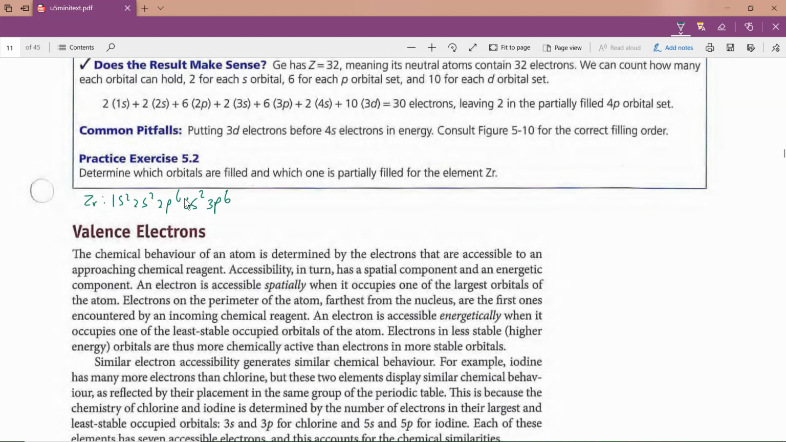So 1s2, 2s2, 2p6, 3s2, 3p6, 4s2, 3d10, 4p6, 5s2. Now zirconium is 40, so I think it's 5s2, 4d2. Does that add up to 40? Let's see. 2, 4, 10, 12, 18, 20, 30, 36, 38, 40. So that is the electron configuration for zirconium.